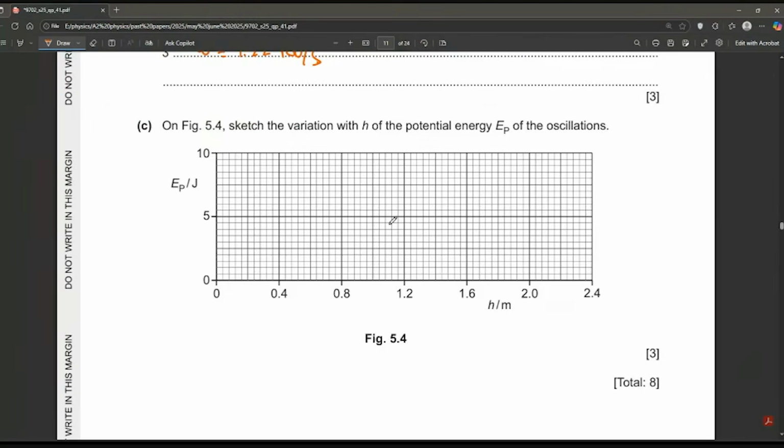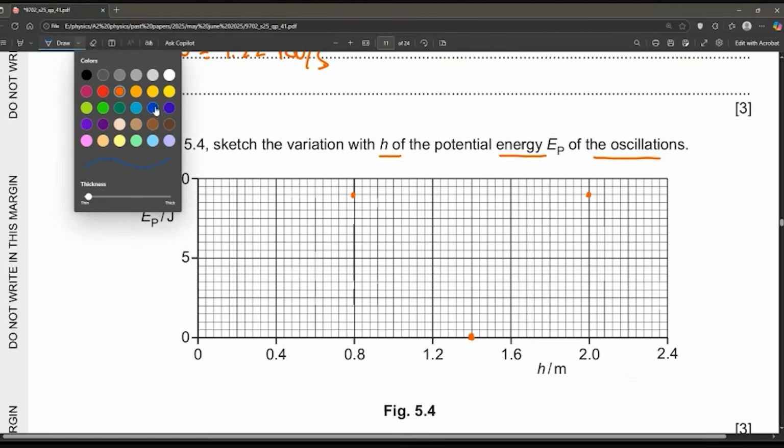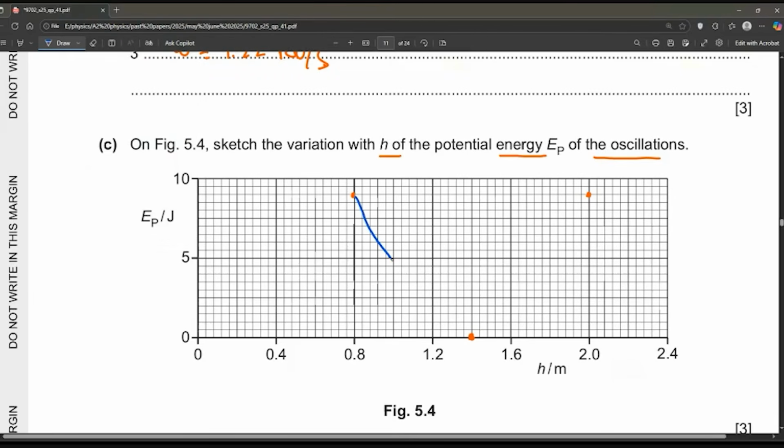Let's move on. On figure 5.4, sketch the variation with h of the potential energy of the oscillations. Now you have to draw the graph of potential energy versus h. If you remember, potential energy is maximum at the extreme positions. Here it will be maximum, and at 2 it will also be maximum. At the mean position, potential energy will be 0. Can you connect the dots? Yes, like this.